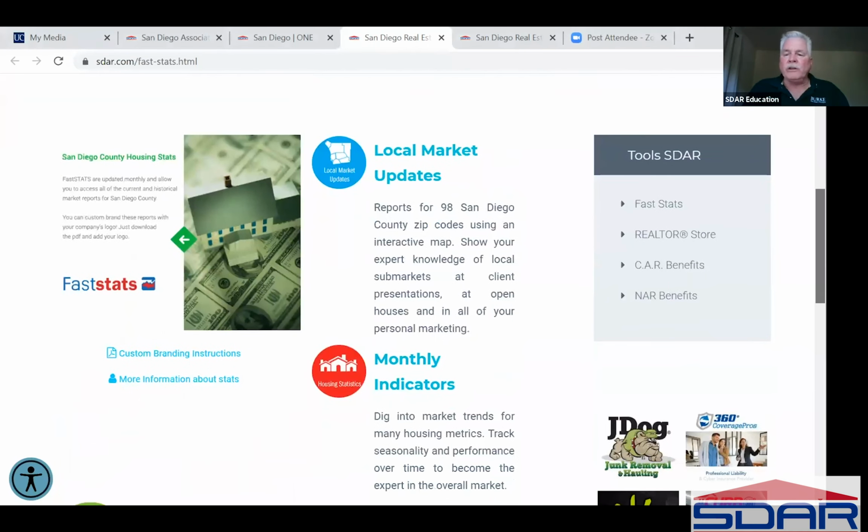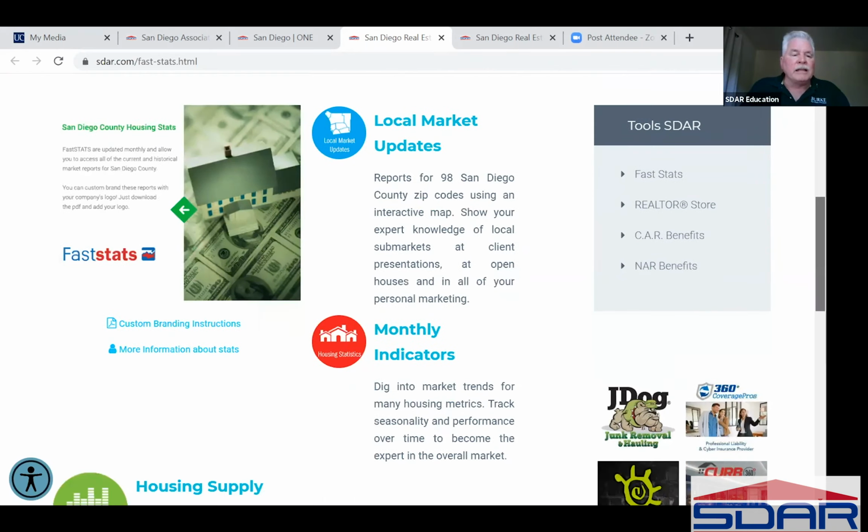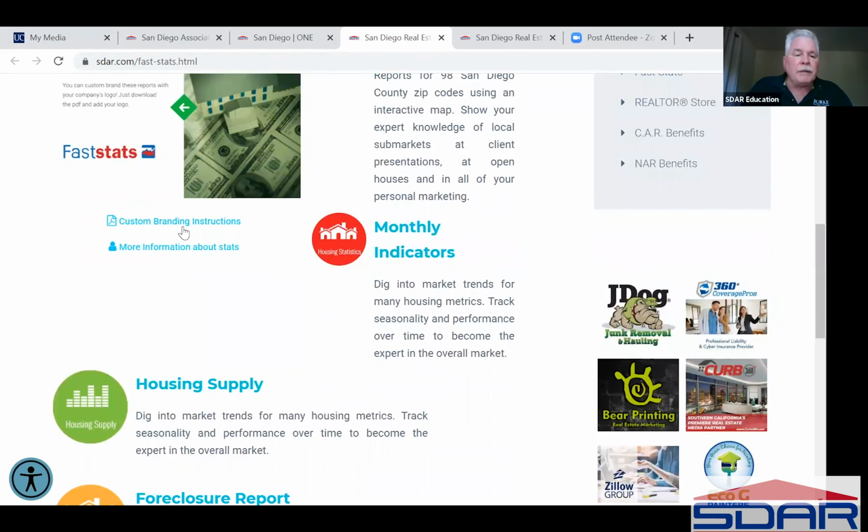But one of the things I want you to do, and of course, Mr. Professor here, I'm going to give you a homework assignment. I want you to click on this PDF that says custom branding instructions, because it contains some pretty good information on how to brand it. I think you're going to use this. You're going to email these to people, and you want to be bragging about you.